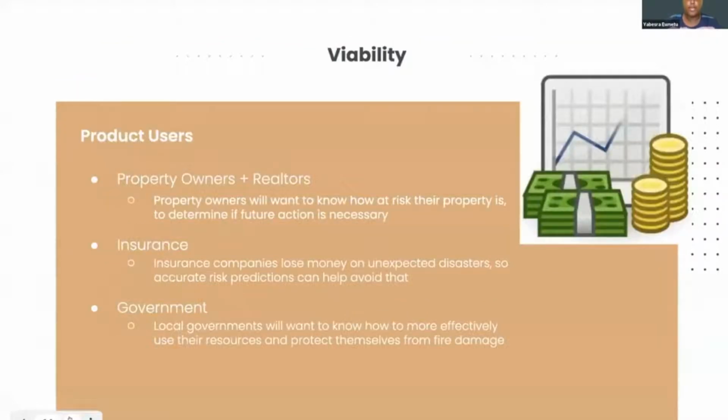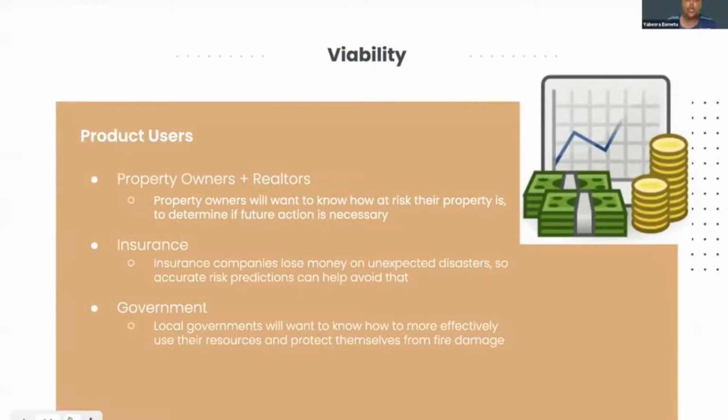So viability, how can we ensure that our company is self-sustaining? When it comes to property owners and realtors, we give them this resource so that they can understand the risks associated with their properties and what future actions they need to take. This may include buying insurance and getting some emergency equipment. We also sell this information to insurance companies. This way they can target people that are more prone to be in a wildfire accident or more prone to be wildfire victims.